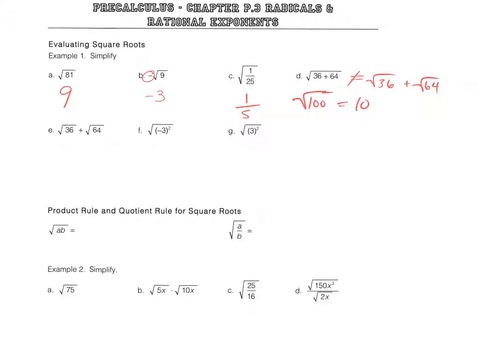For E, now we have the square root of 36 plus the square root of 64, so we have 6 plus 8, which is 14. For example F, negative 3 squared is 9, so when we take the square root of 9, we are still left with positive 3. In G, it's positive 3 squared, which is again the square root of 9, so our answer is also 3.